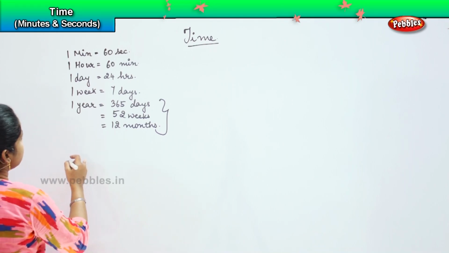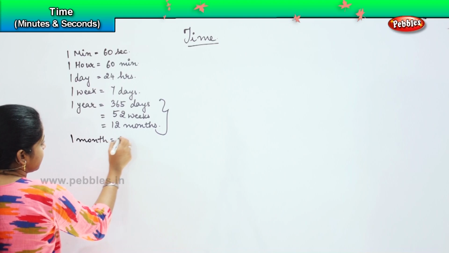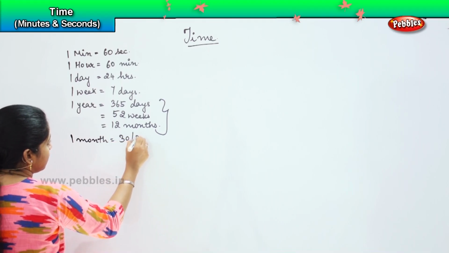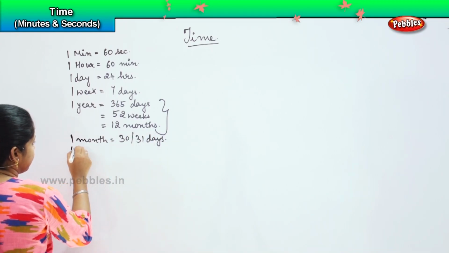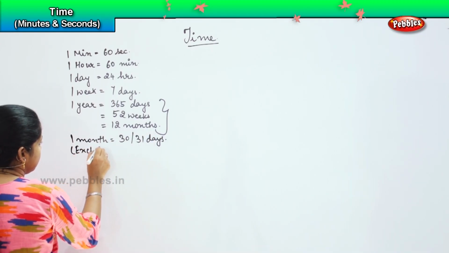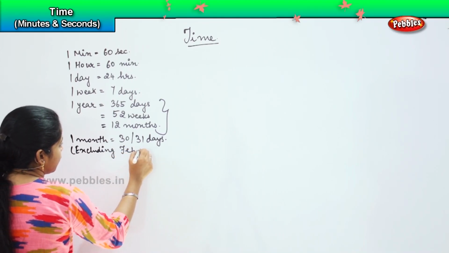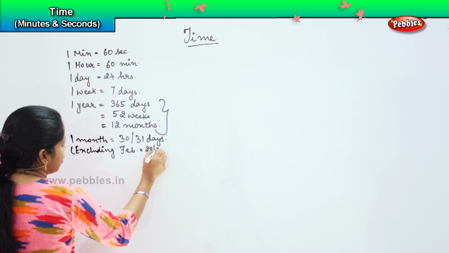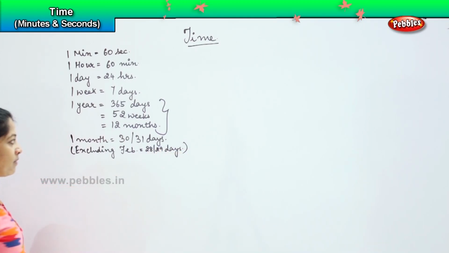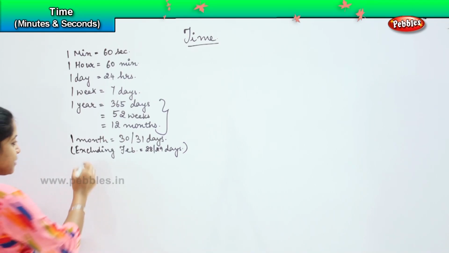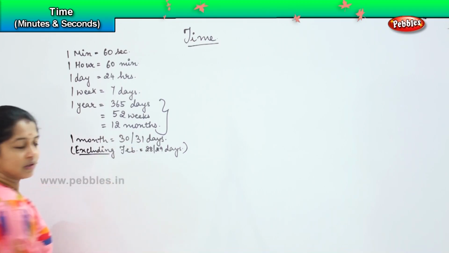Okay? Because we know that 1 month is equal to 30 or 31 days. That is in general. This is excluding February. Okay? Which has only 28 or 29 days. Okay, this is the general month, that is excluding the February month. The remaining months have either 30 or 31 days.